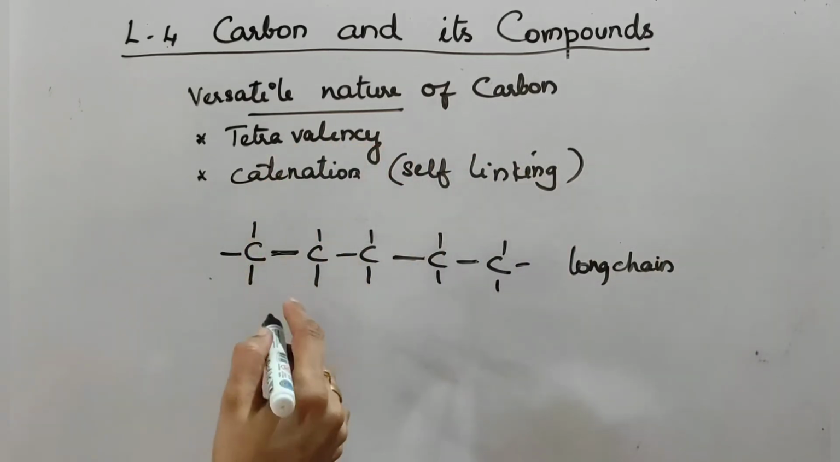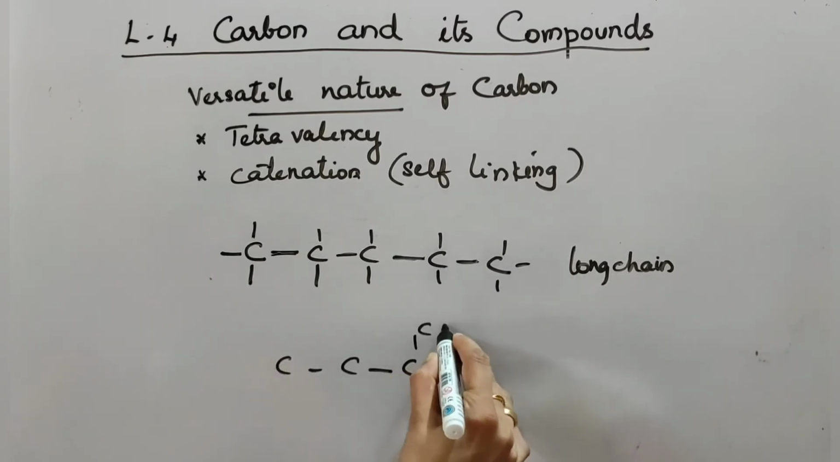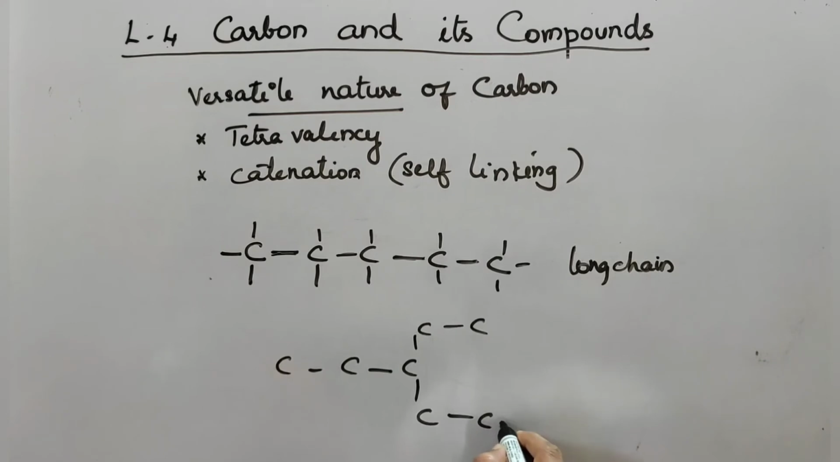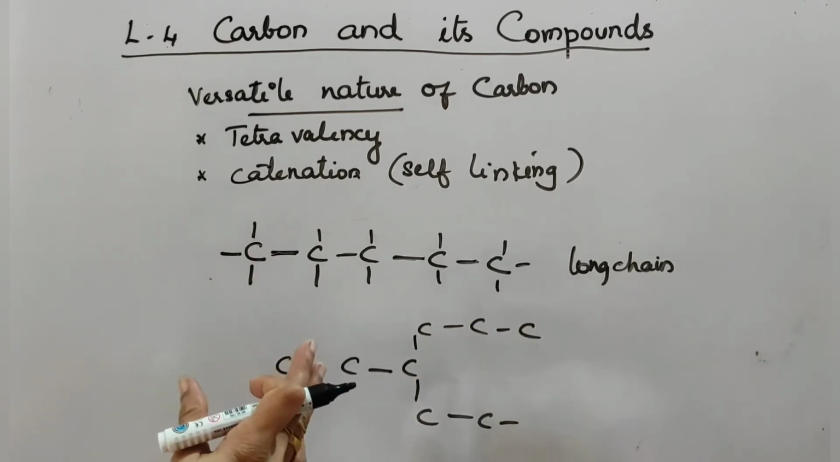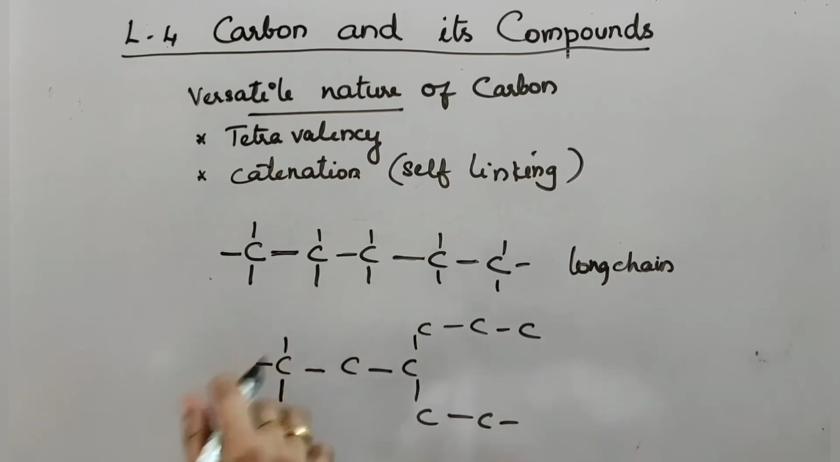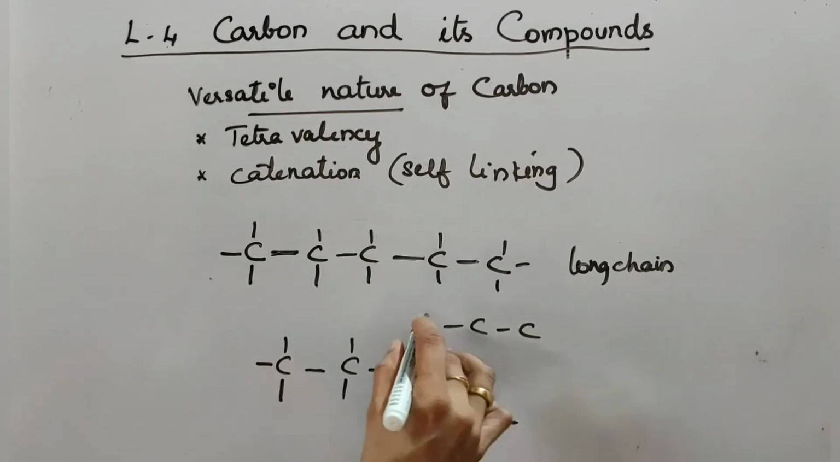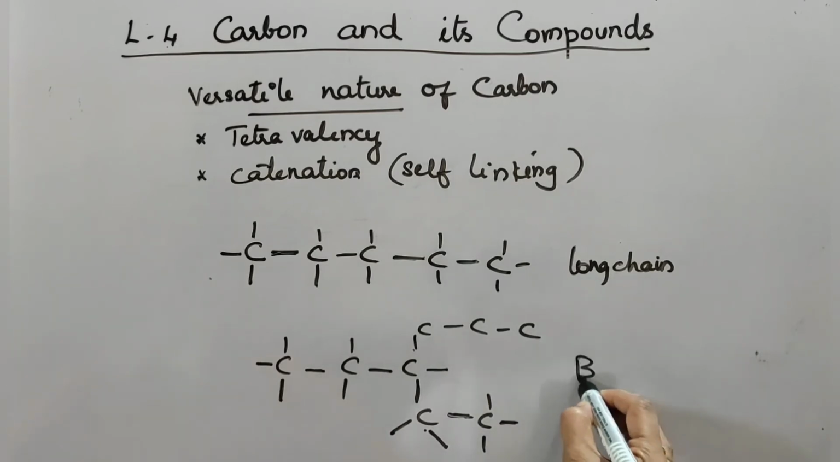And the branched chain, how they show it: 1, 2, 3, they form like this, or they form a branched form like this. And whatever the branch, here also they have to satisfy the valency 4. Look at that, 1, 2, 3, 4, 4 sides, 1, 2, 3, 4, and look at this carbon, 1, 2, 3 is there, the 4 like this, and here 1, 2, 3, 4, and here 1, 2, 3, 4, like this. This is the branched chain.